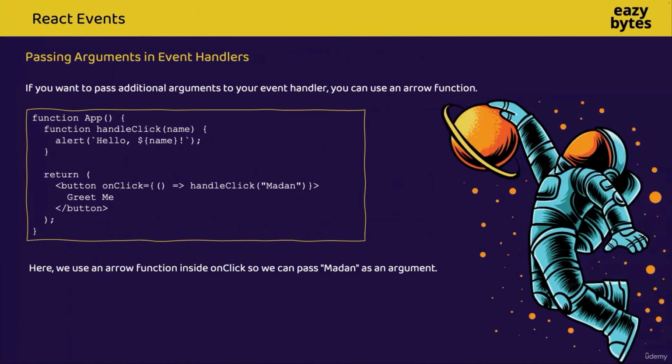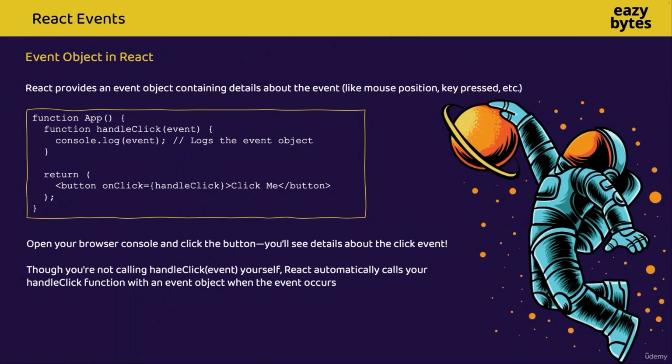In the next slide, I have mentioned how to pass the function reference if your function is accepting some input parameters. In these kinds of scenarios, we need to build an arrow function which we are going to pass as a reference to the onClick. This arrow function will be invoked by React whenever the onClick event is happening. Here inside the arrow function body, I'm trying to invoke the actual function which is handleClick along with the input parameter value. In the next slide, I highlighted the event object in React.